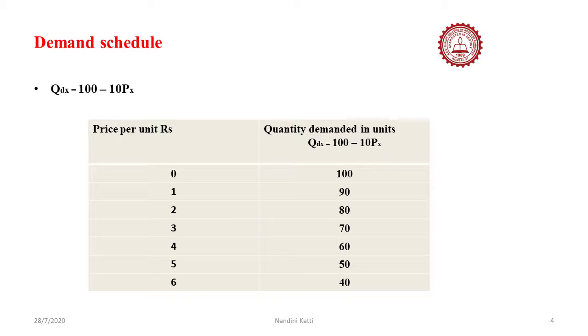So what does it signify? It means that the quantity of commodity X demanded will differ at different prices. When the price per unit is 0, the quantity demanded is 100, the highest quantity demanded. As the price increases from 0 to rupees 1 to rupees 3 and finally rupees 6, the quantity demanded has declined to 40 units at rupees 6, which again indicates an inverse relationship between the price and quantity demanded.